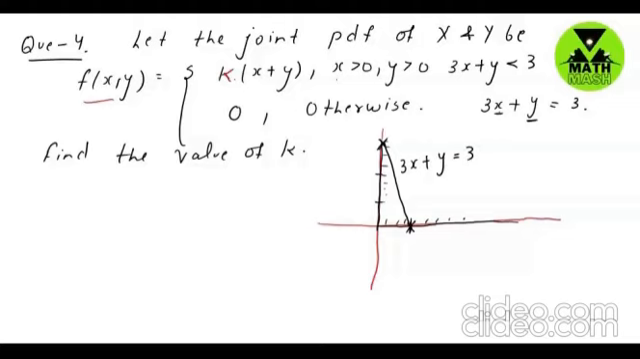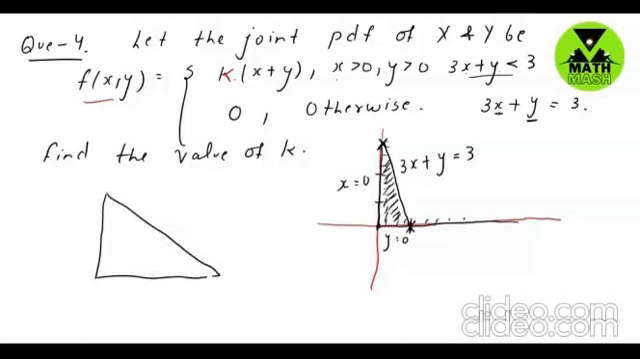Now what is the region 3x plus y is less than 3? Simply pick a point for this region, 0, 0. If we substitute x is 0, y is 0, then 0 is less than 3. Yes, this lies in this region only. So this is the region, with x equals 0 and y equals 0 as the other boundaries, and this is where the function is defined.